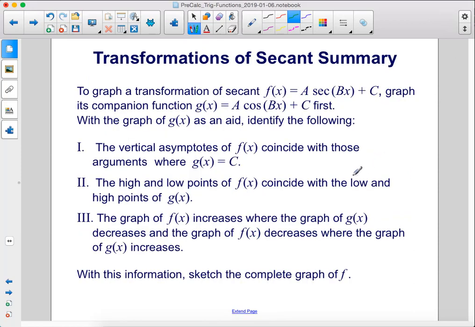To graph a transformation of secant, f of x equals a times secant of bx plus c, graph its companion function g of x equals a times cosine of bx plus c first. With the graph of g of x as an aid, identify the following. The vertical asymptotes of f of x coincide with those arguments where g of x equals c. The high and low points of f of x coincide with the low and high points of g of x. And the graph of f of x increases where the graph of g of x decreases, and the graph of f of x decreases where the graph of g of x increases. With this information, sketch the complete graph of f.